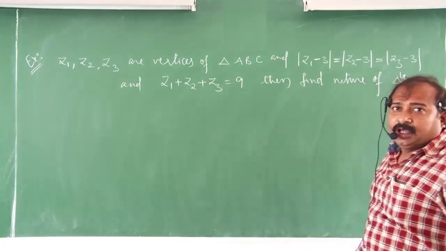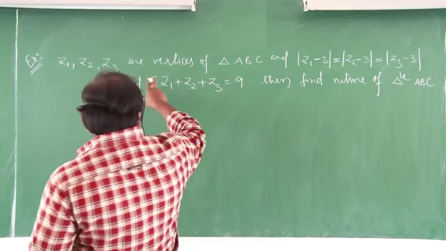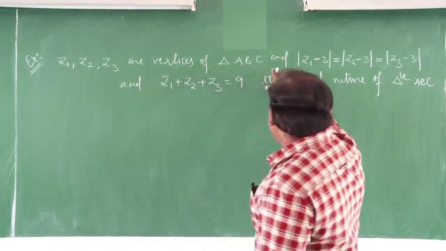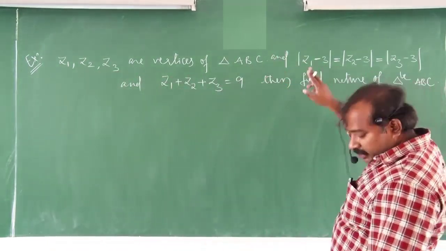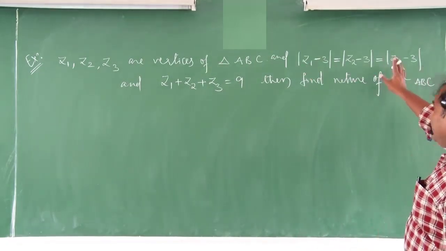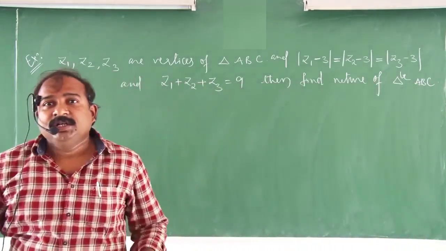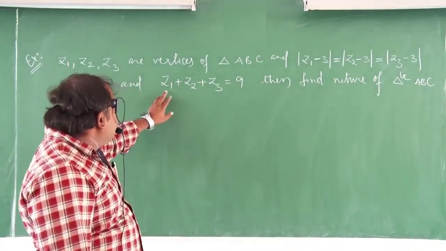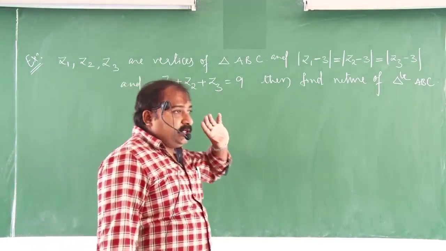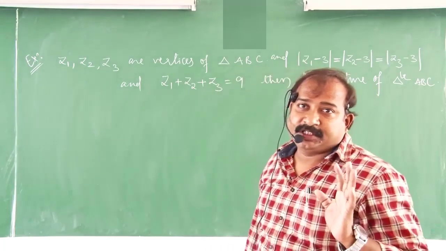Okay, by the given data, Z1, Z2, Z3 are the vertices of triangle ABC, and the given data is modulus of Z1 minus 3 is equal to modulus of Z2 minus 3 is equal to modulus of Z3 minus 3. The complex numbers satisfy the condition Z1 plus Z2 plus Z3 equals 9. Then find the nature of the triangle ABC. What is the nature of the triangle ABC?